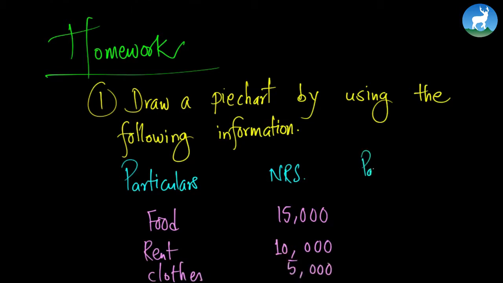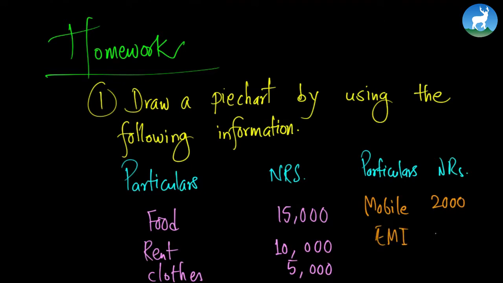Again, particulars and Nepali rupees. On mobile I spend 2,000 rupees a month. I even pay the EMI of my scooter, and that is 5,000 rupees a month. And I have other miscellaneous expenditure, which is roughly 10,000 a month. Now I want you to show this information in a pie chart. That is your homework.